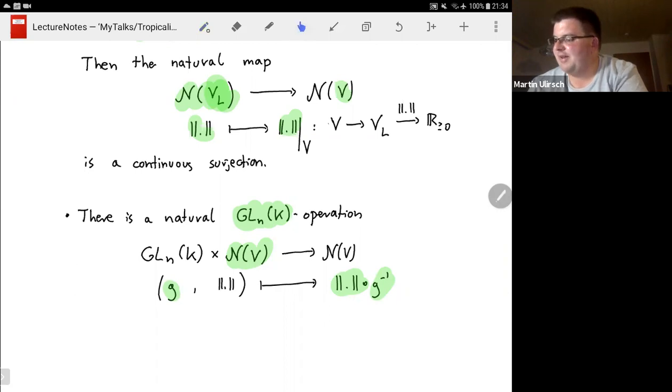Okay, so now we have all the ingredients to say something interesting or to do something new. And we define a tropicalization map for GLN. Before I do so, are there questions?